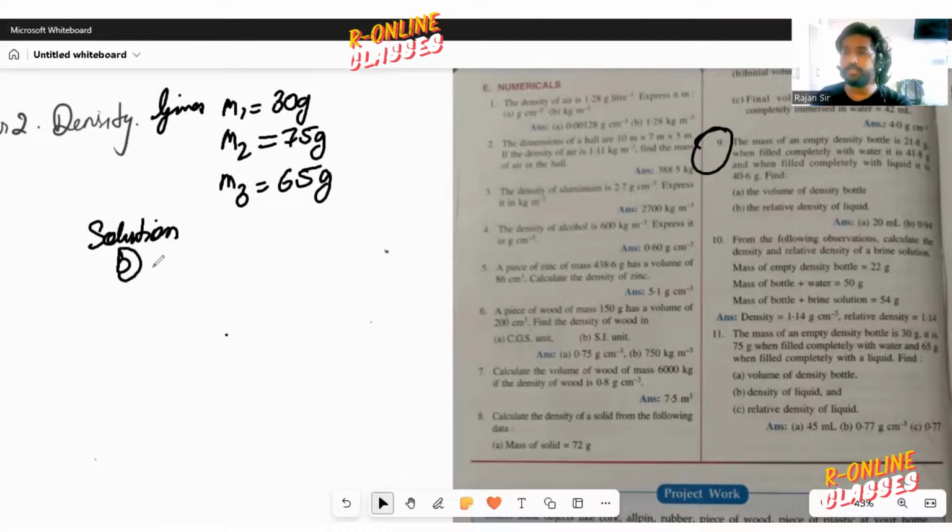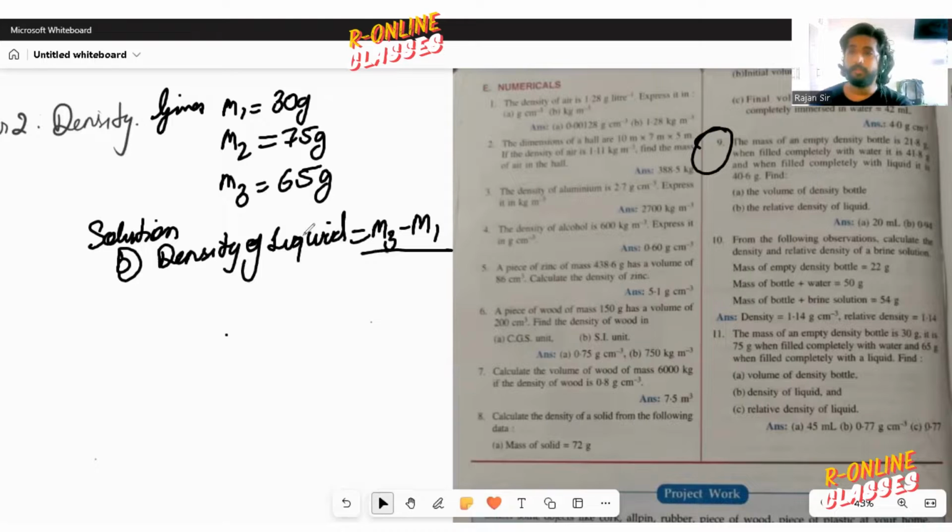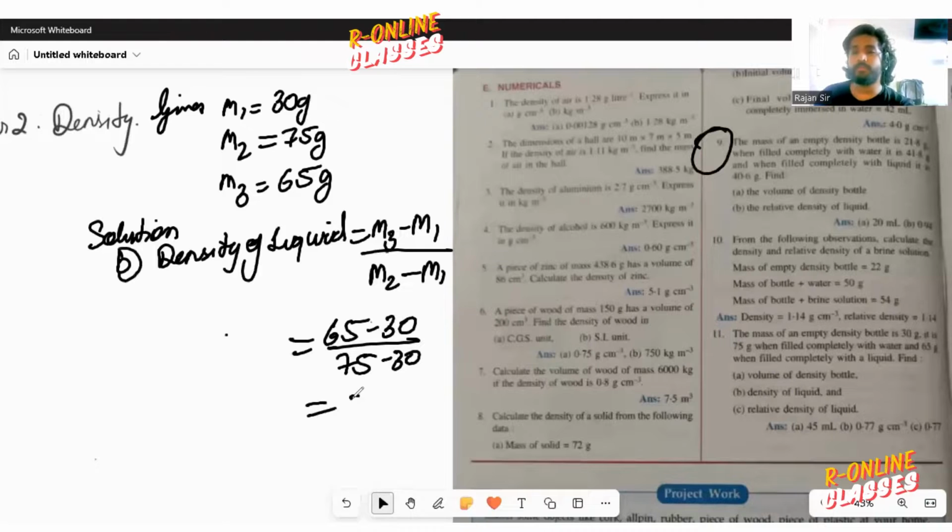B part, we have the density of liquid. Density of liquid, we have a very simple formula. We have M3 minus M1, which is the mass of the liquid, upon the mass of water, basically comparing. So we have 65 minus 30 upon 75 minus 30. So in short, we have 35 upon 45. And that comes out to be, if you cancel it with 5, 7 by 9, which is 0.77 gram per centimeter cube. That is the density of liquid.